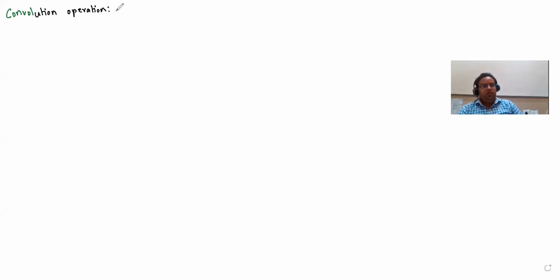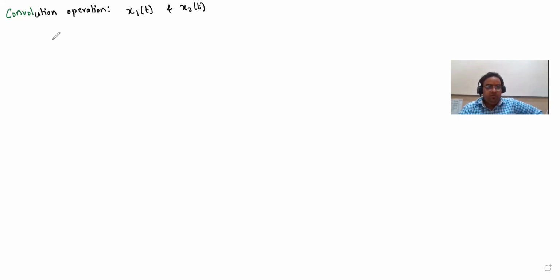Now, let me tell you that convolution operation essentially requires two signals or two functions. Let us consider there are two signals, x1 of t and x2 of t. So convolution is performed between these two signals, and convolution operation happens between these two signals in LTI systems.